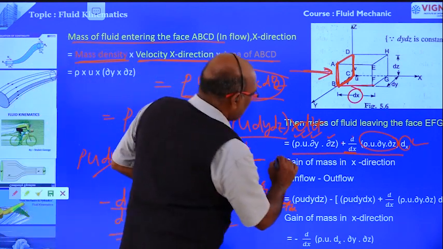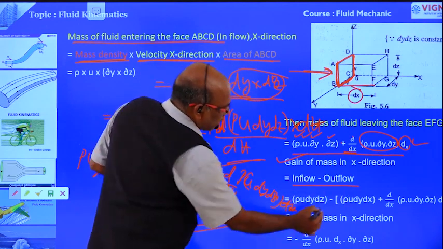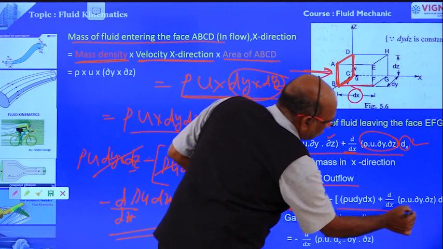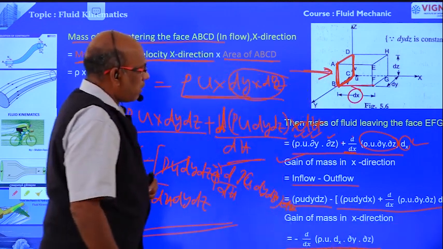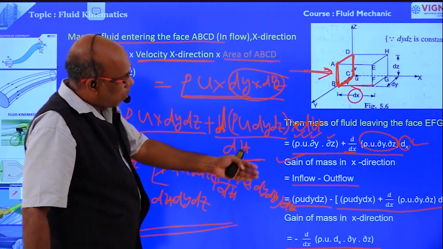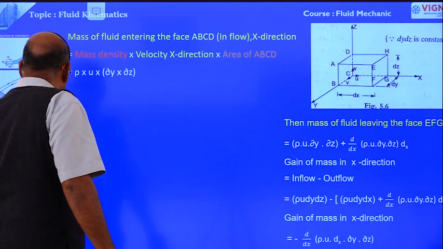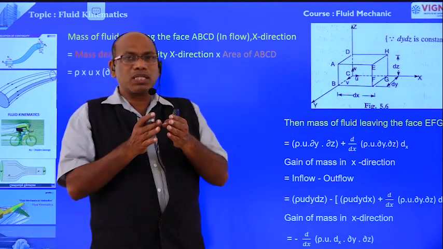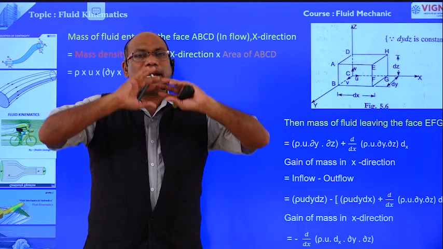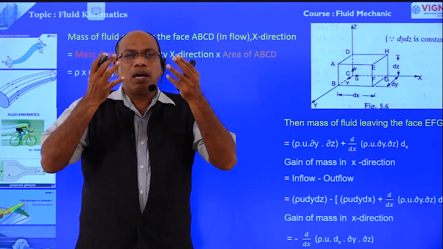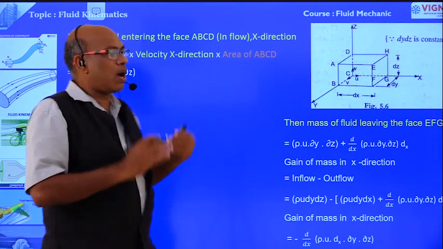Here also same, gain of mass in x direction is equal to inflow minus outflow. This is the inflow, this is the outflow. Then finally we have the gain of mass in x direction is equal to minus d by dx of rho u dx dy dz. Right? This is about mass of fluid entering in x direction, mass of fluid leaving in x direction, and gain of mass, the liquid traveling from in to out. This we have derived.